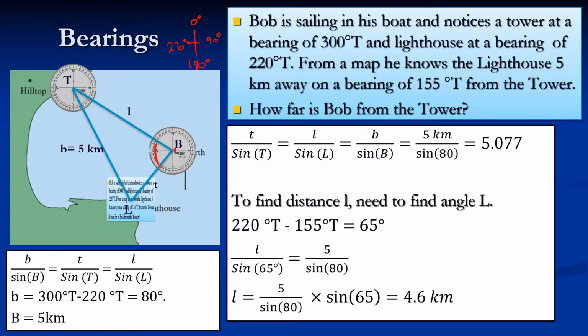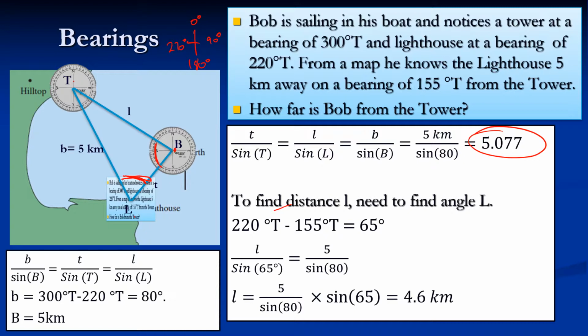And so we've got T over the sine of the angle of T equals L over the sine of the angle of L, and so on. But I do know the value of the distance B over the sine of angle B, and that's 5.077. So to find the distance L, we need to find the angle L. So let's have a look at this one. So it's 220 degrees true. That's the bearing, and it's going to be minusing the other bearing of 155 degrees true, so that's 65 degrees for angle L there.